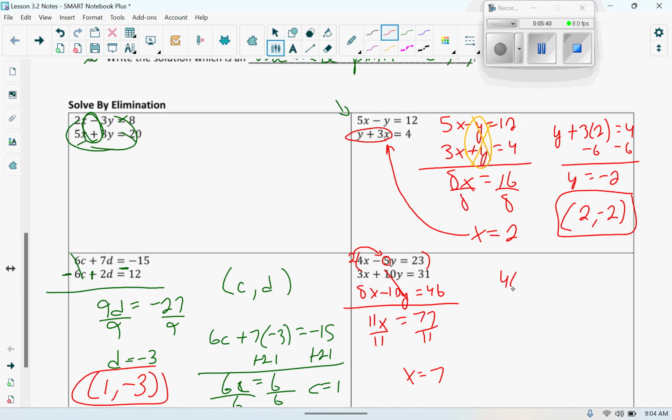Okay, again, I'm just going to put it in that top equation. So let's see, that's minus 28.